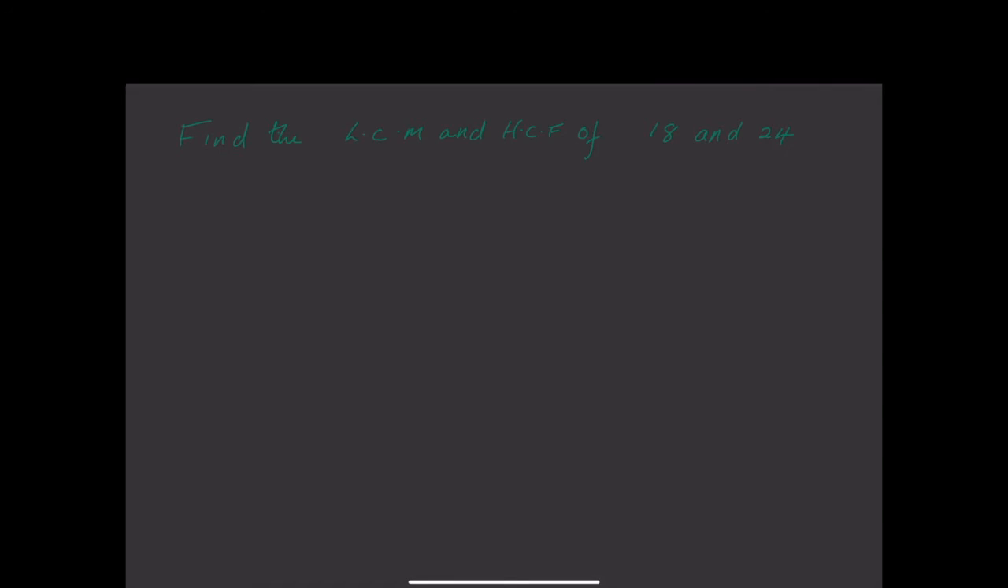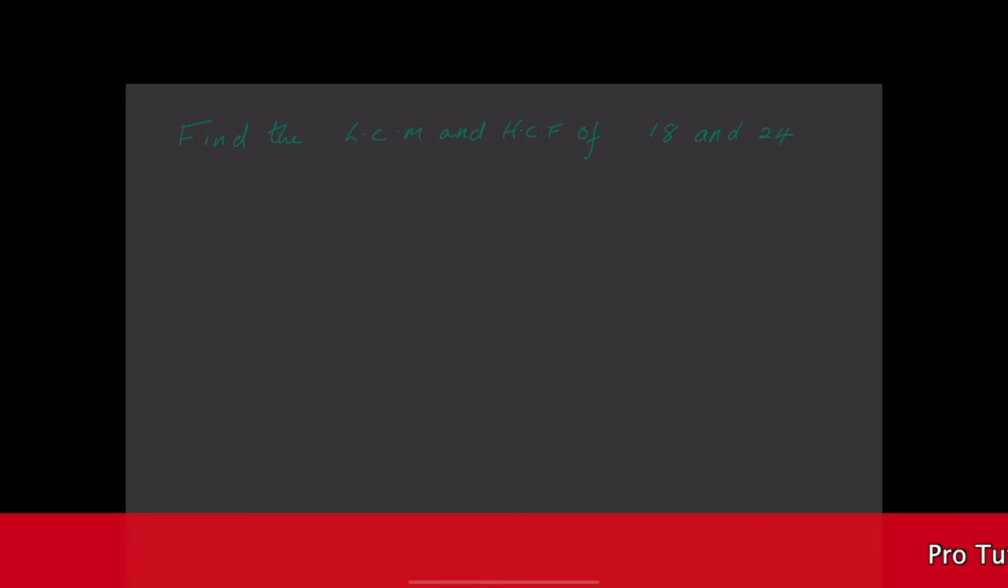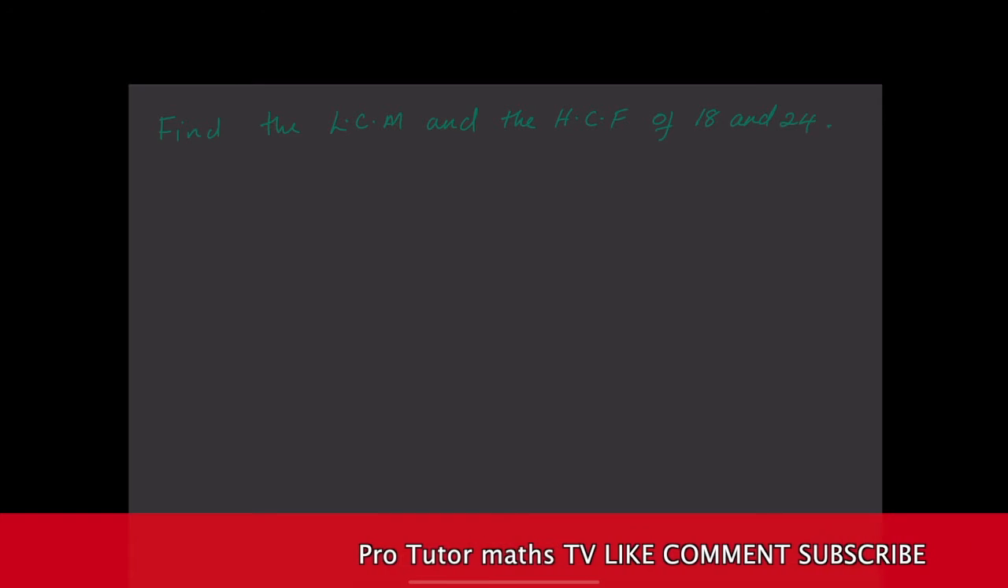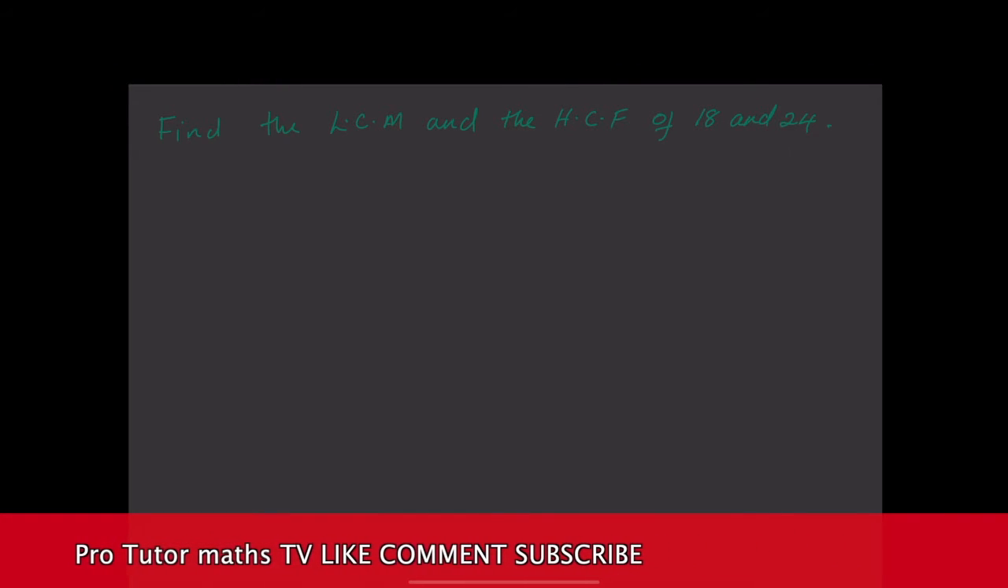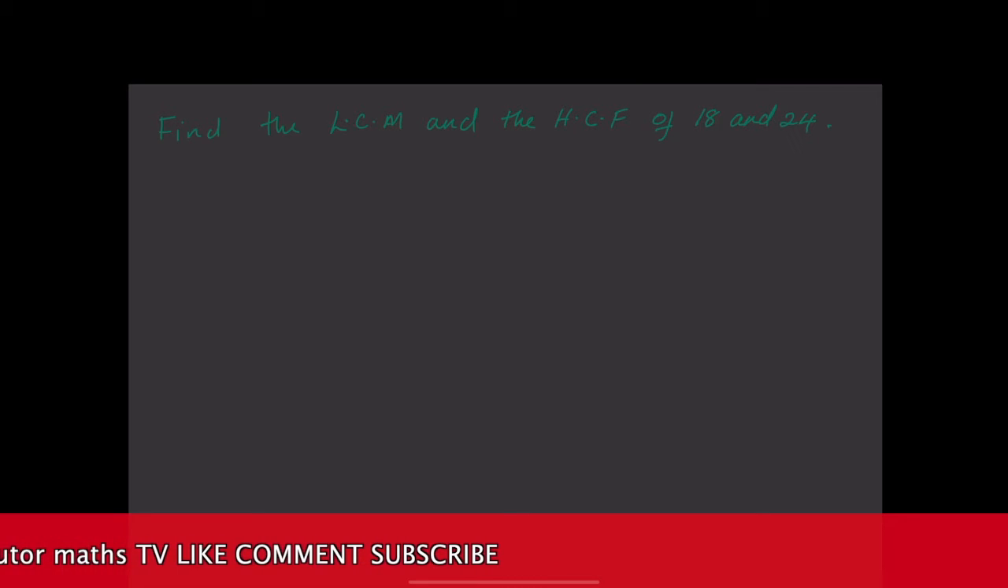Okay, let's look at another question involving prime factorization. We're going to find the lowest common multiple and the highest common factor of 18 and 24. Remember, there are two methods we can use. We can use the prime factor tree or we can use the decomposition method. You use the method you're comfortable with. I'm going to use the decomposition method.